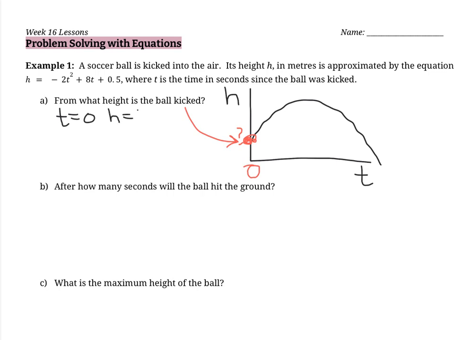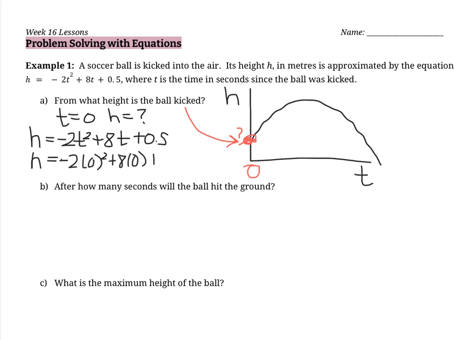We don't know what the height is equal to. So let's plug it into our equation. So here's our equation, and let's plug in t is equal to 0. So we got h is equal to -2 times 0 squared plus 8 times 0 plus 0.5. And we know all those terms are going to be 0 except for the 0.5.